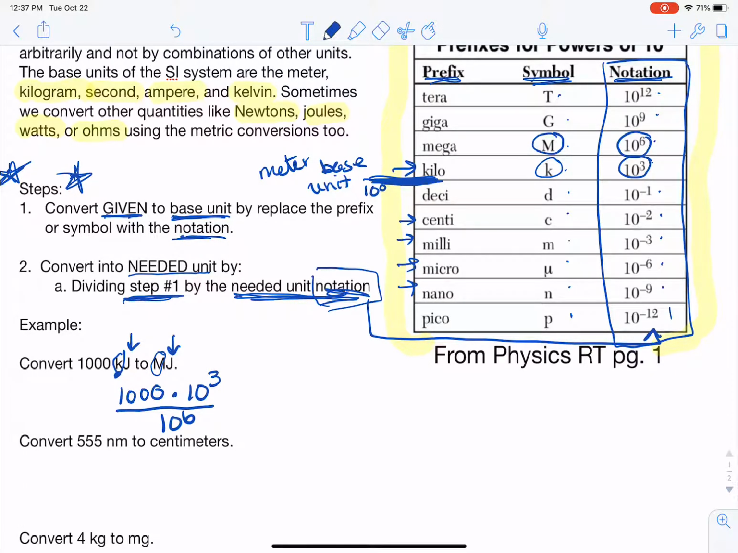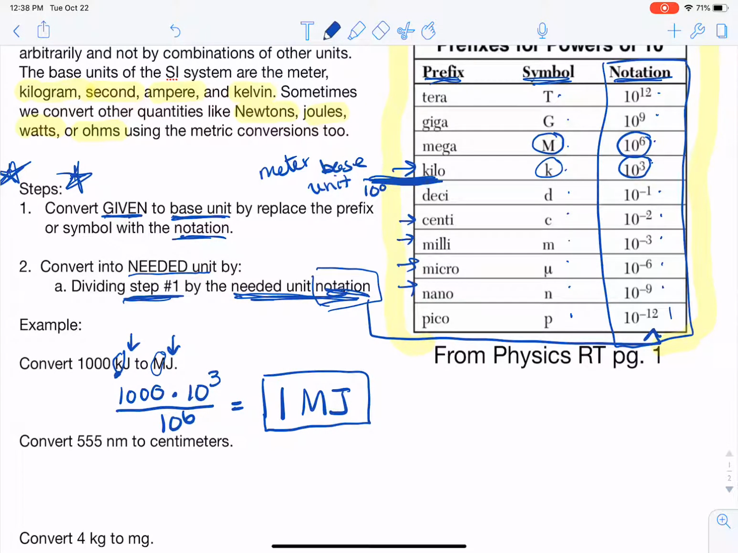So when I do this, I am going to do that divided by 10 to the 6th, and this equals 1 megajoule. So all of these cancel out, but I recommend just plugging it into the calculator if you don't want to mess around with exponents. So that's the answer for that example.